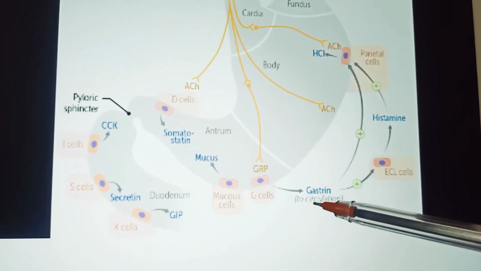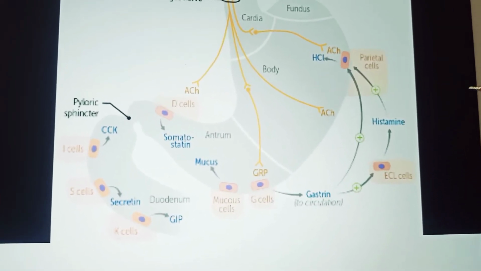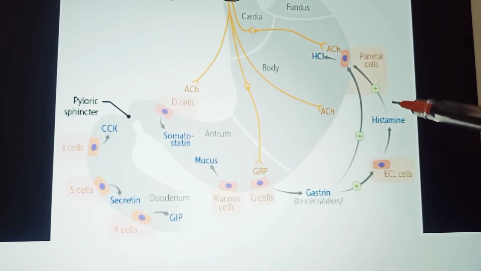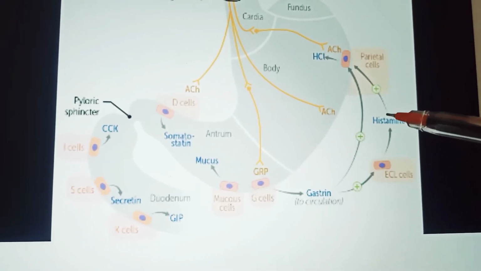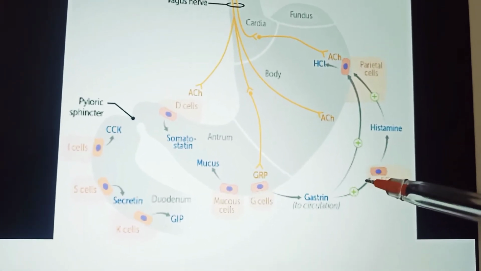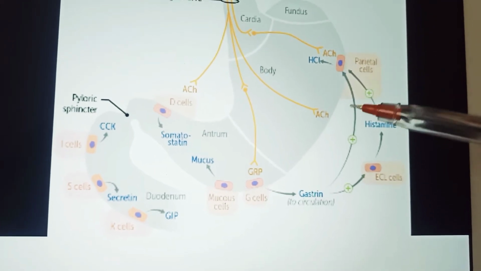And one more thing, this gastrin can also sometimes directly act on the parietal cell and lead to release of HCl, or else it can go by this ECL cell pathway, histamine, like this. So two pathways you can see here clearly. Okay, and this gastrin is very important for H plus secretion mainly, and also for growth of gastric mucosa.